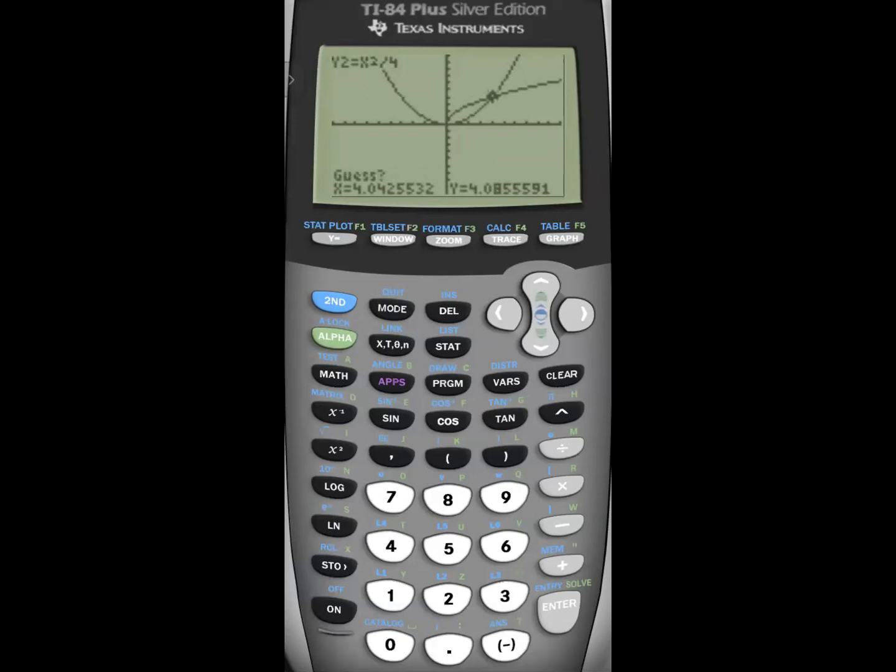And then do you see how it says guess? So read the instructions, and guess says, now it's me guessing for them to find the actual point. And the reason why they make you guess: what if you have 3 intersection points? So it's actually smart of the programmers to let you pick which one you want.